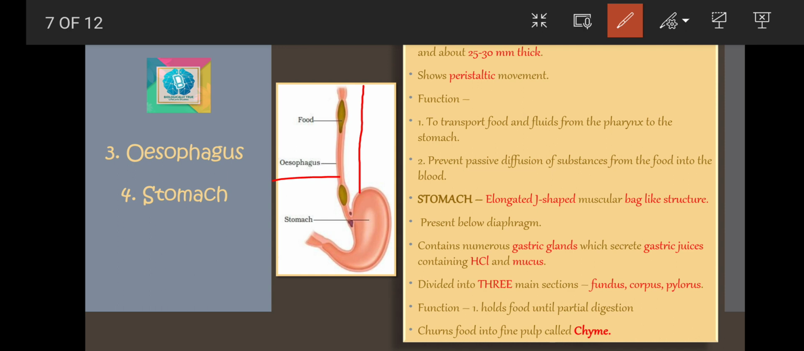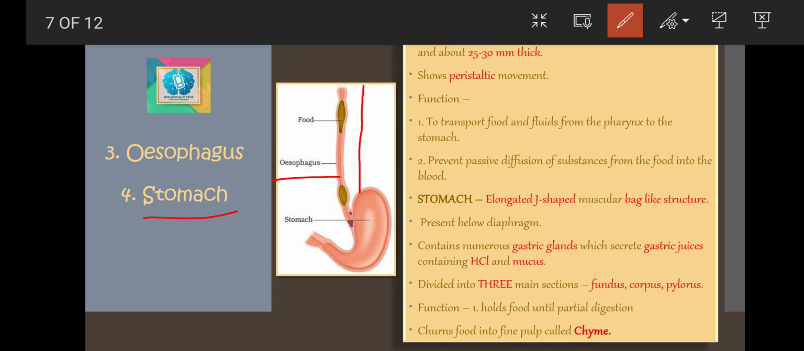The fourth organ is the stomach. Stomach is the thickest but a small part of the gastrointestinal tract, into which esophagus opens as shown in the picture also.